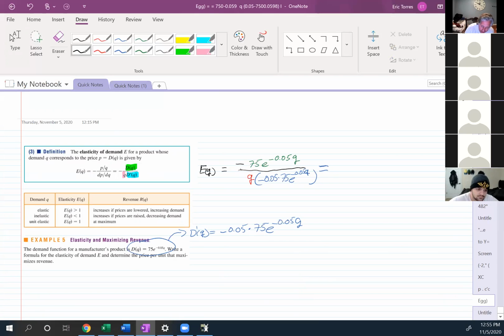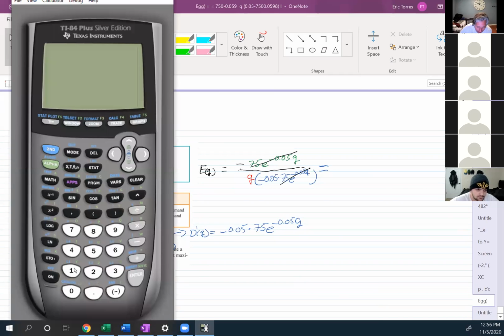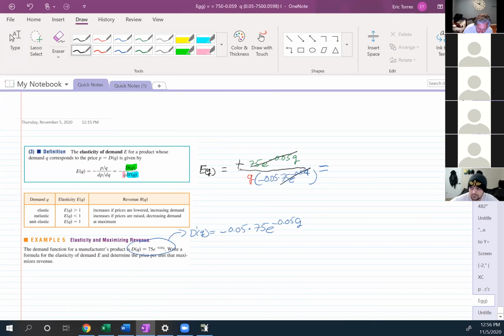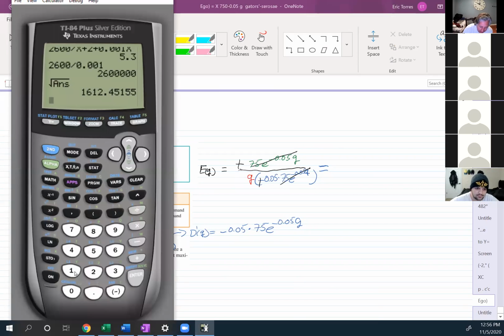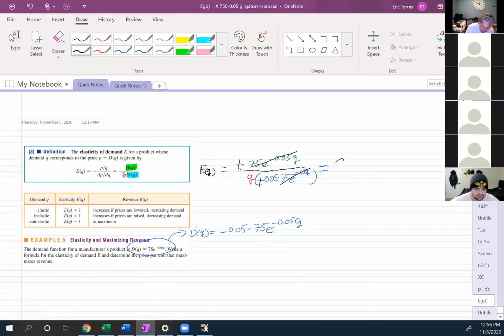Final answer, put that in black. So I've got a negative over negative, so it's positive. This reduces with this. So basically I have 1, and the signs are both now positive, negative divided by negative. And I have 1 divided by 0.05, which gives me 20 over that q. And that is my elasticity function for this particular situation.